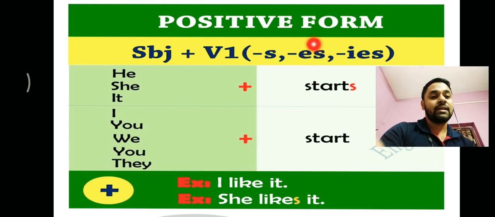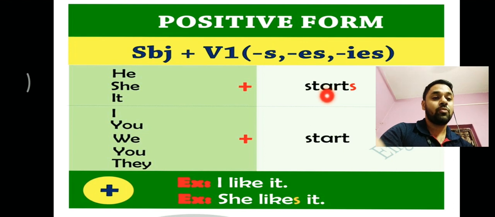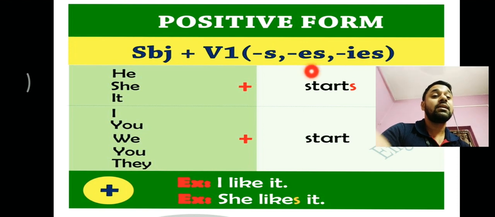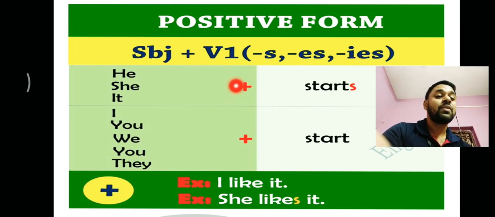When can we add es? Like she writes, see, write, e is already there. Or he goes, goes. That time es. Then cry: he cry. We cannot say he cry. We have to say he cries.